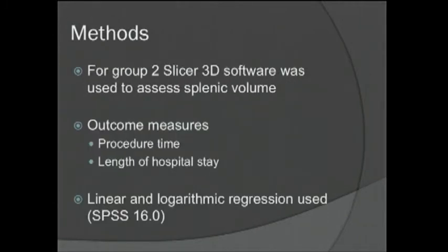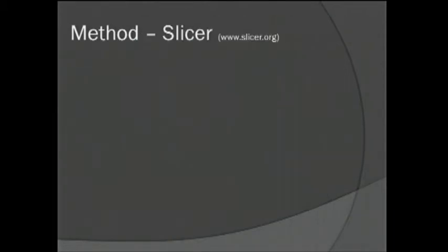For group two, we used a free source software, Slicer 3D, that's available online, to assess the splenic volume with manual segmentation, which I will explain later. Our outcome measures were procedure time and length of hospital stay. We used SPSS and linear and logarithmic regressions to build our regression model.